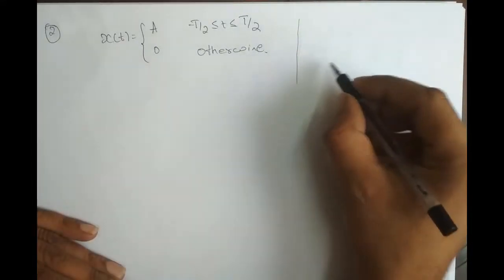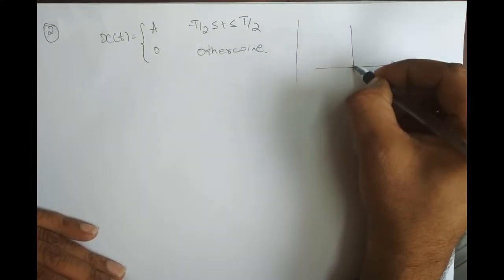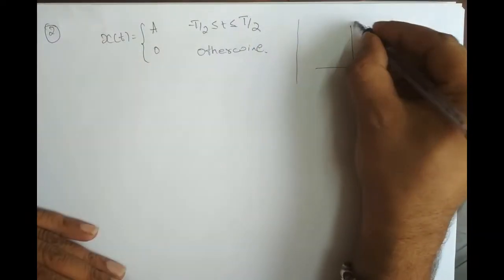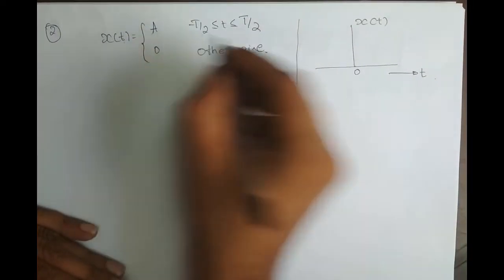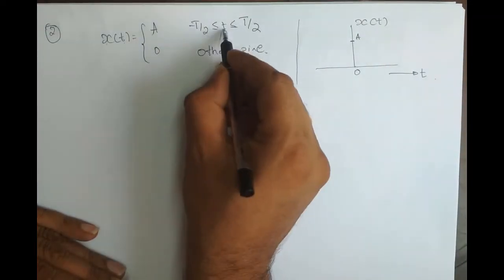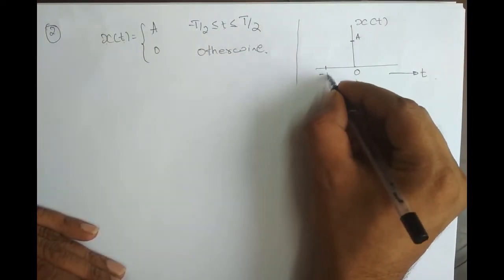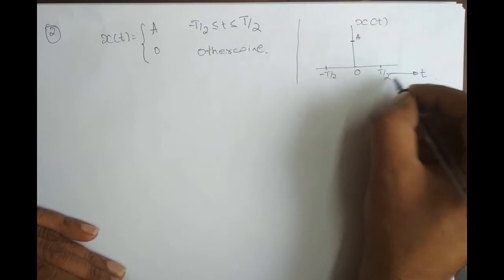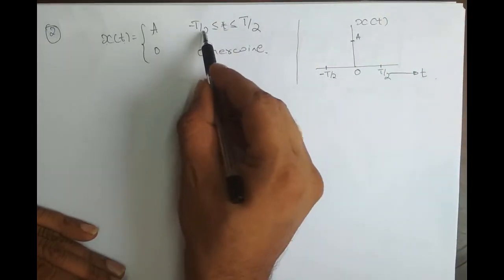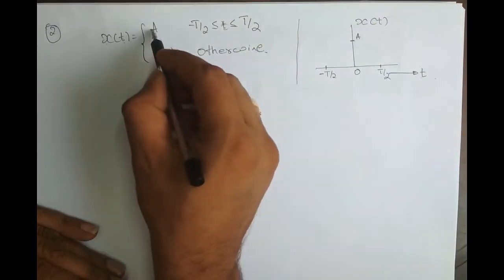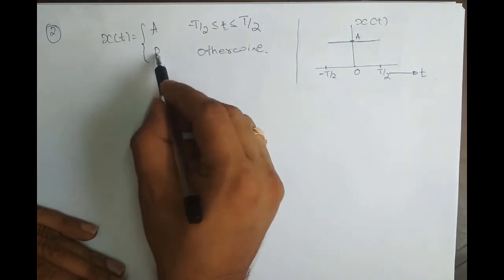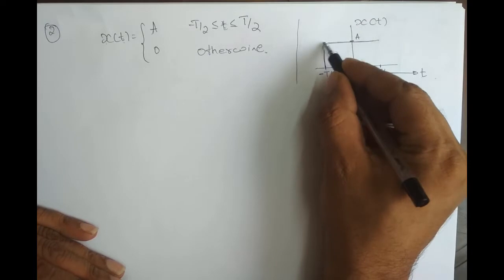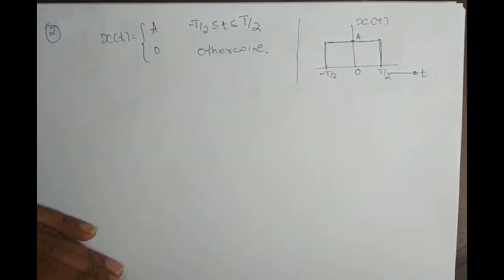Now if I try to sketch this signal, how does this signal look like? So this is my x of t, and this is the independent variable t. It has an amplitude of a for t varying from minus T by 2 to plus T by 2, right? So for t varying from minus T by 2 up to plus T by 2, its amplitude is a constant a, and 0 otherwise. So for the other values of t, it is completely 0. So it is basically a rectangular pulse, right?